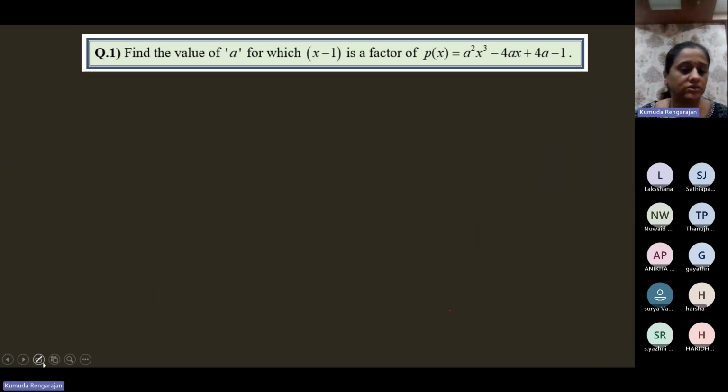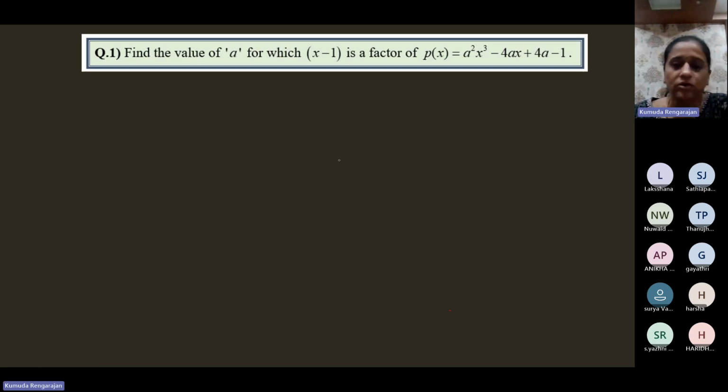All right. See this question. Find the value of a for which x minus 1 is a factor of p of x equals a squared x cubed minus 4ax plus 4a minus 1.